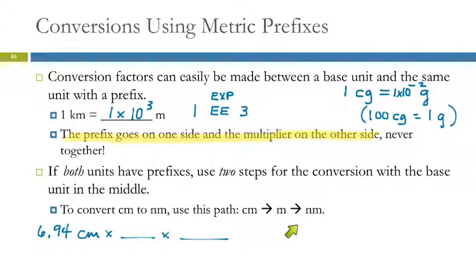The units in this path are the units that are going to be on the top of all of those fractions. I'm starting with centimeters. So centimeters to meters, meters to nanometers. Centimeters to meters to nanometers.